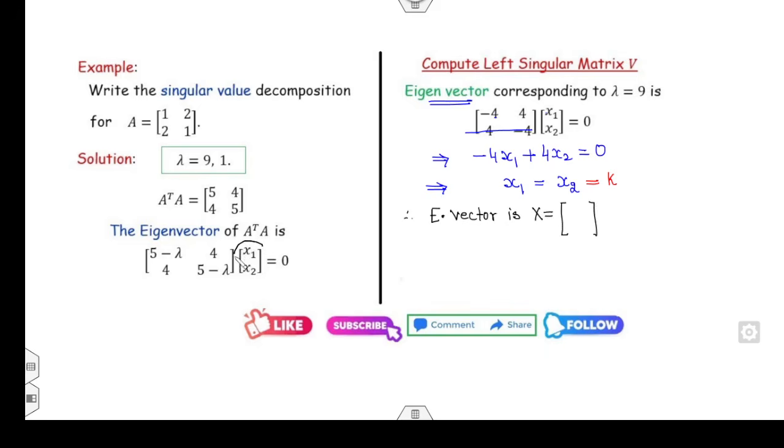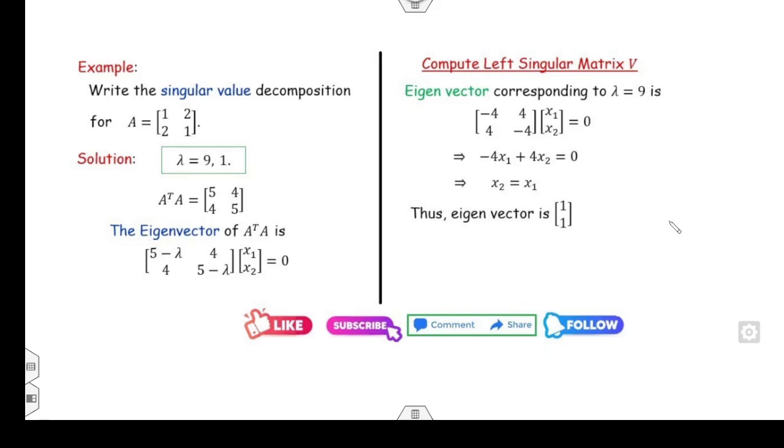What is your eigenvector? x1, x2. So what is the value of x1? k. x2 is also my k. So you can choose any value of k. Make sure you cannot take k as 0, because if k is 0, then both the numbers are 0, which is not possible. So you can choose any value of k. I can choose the smallest value, 1 and 1. Fine. So the eigenvalue is 9, the eigenvector is (1, 1).